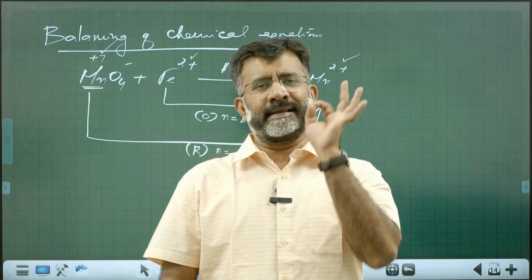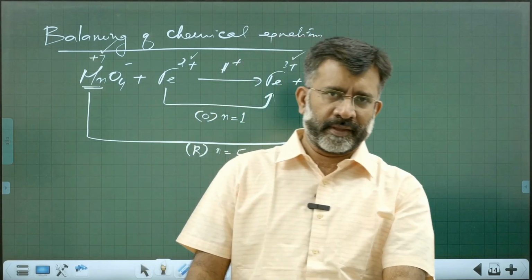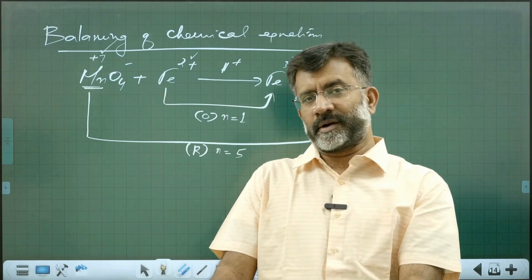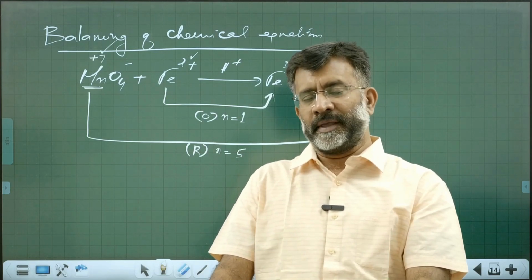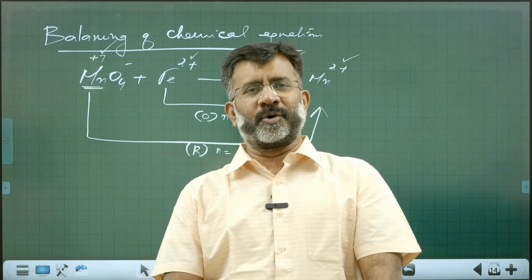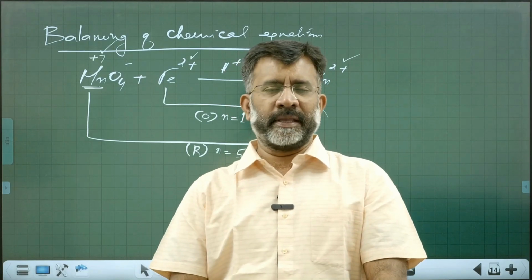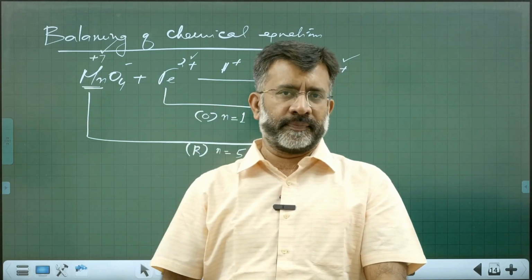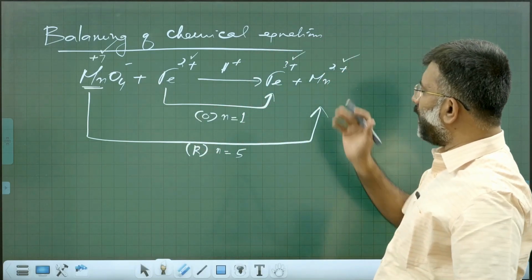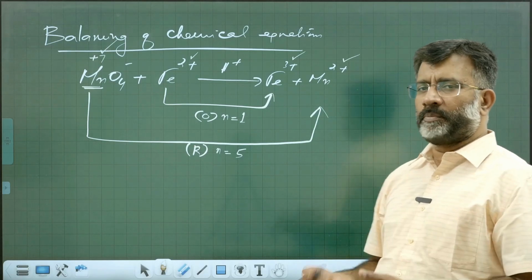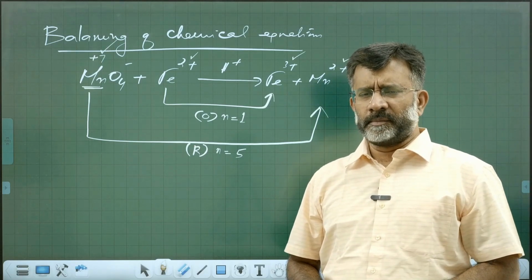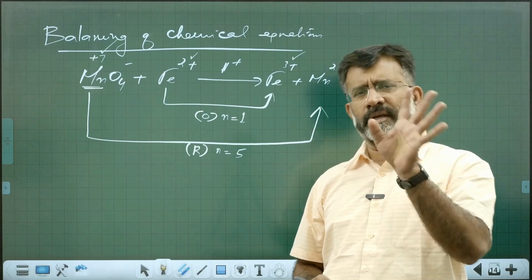That means it is an unbalanced scenario, because the number of electrons lost and gained must be equal, because oxidation and reduction go hand in hand. The number of electrons lost must be equal to the number of electrons gained, and hence it is an unbalanced chemical equation. How to balance it? Very simple procedure, known to many of you.